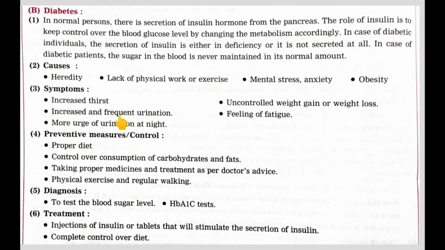There is increased and frequent urination. Then there is more urge of urination at night. Uncontrolled weight gain or weight loss is there, and feeling of fatigue. These are the symptoms for diabetes. And what are the preventive measures or control over diabetes? First one is proper diet. You have to take proper diet.